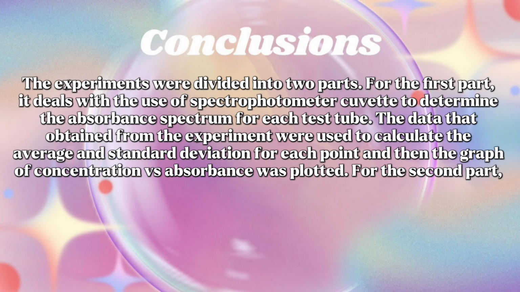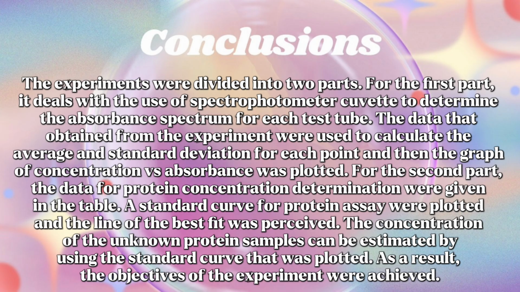The experiment was divided into two parts. The first part deals with the use of a spectrophotometer cuvette to determine the absorbance spectrum for each test tube. The data obtained from the experiment were used to calculate the average and standard deviation for each point, and then the graph of concentration versus absorbance was plotted.